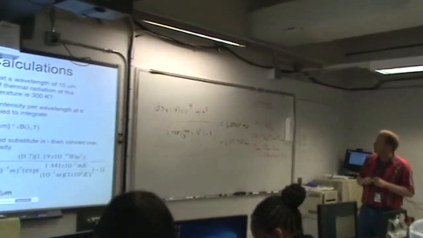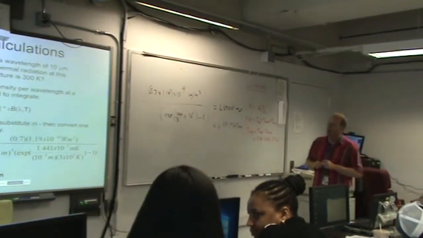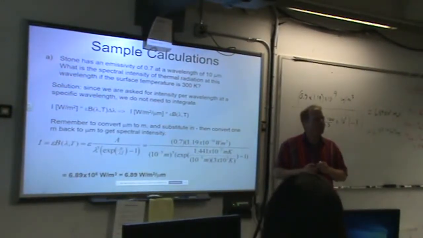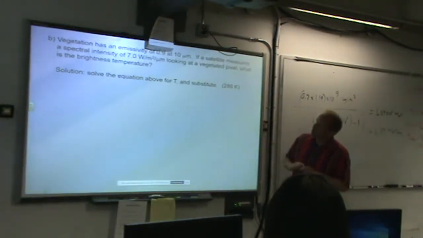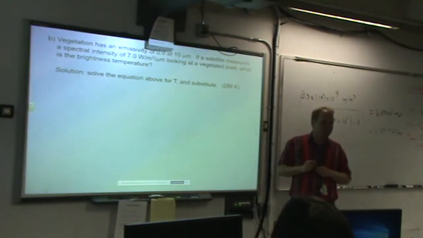So you see all the little games I had to say to make that work out. So, now that I've done that one for you, I'm going to give you the harder one. We're going to go in the opposite direction. The vegetation has an emissivity of 0.9 at 10 microns. A satellite measured a spectral intensity of 7 watts per meter squared per micron. Looking at a vegetative picture, what is the brightness temperature?